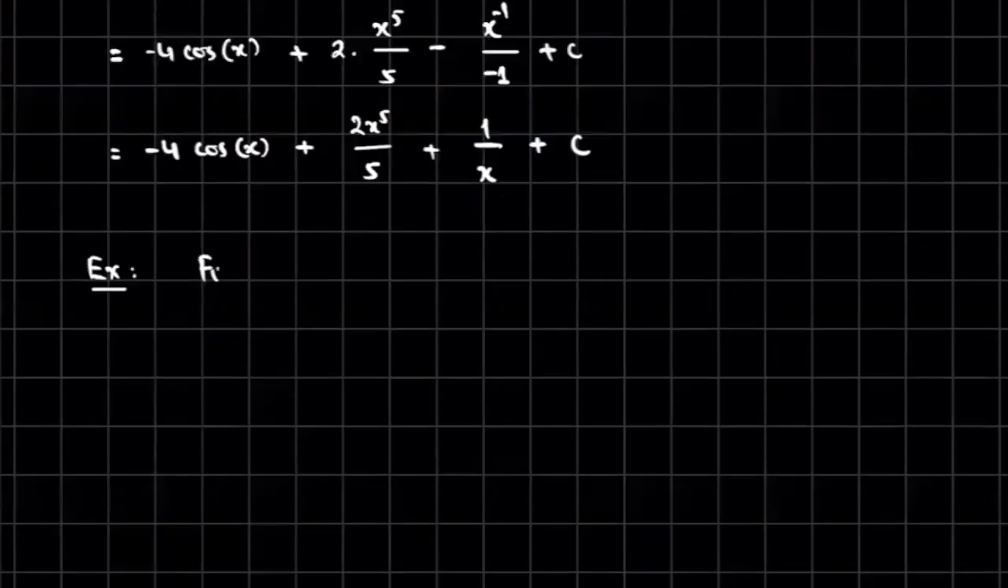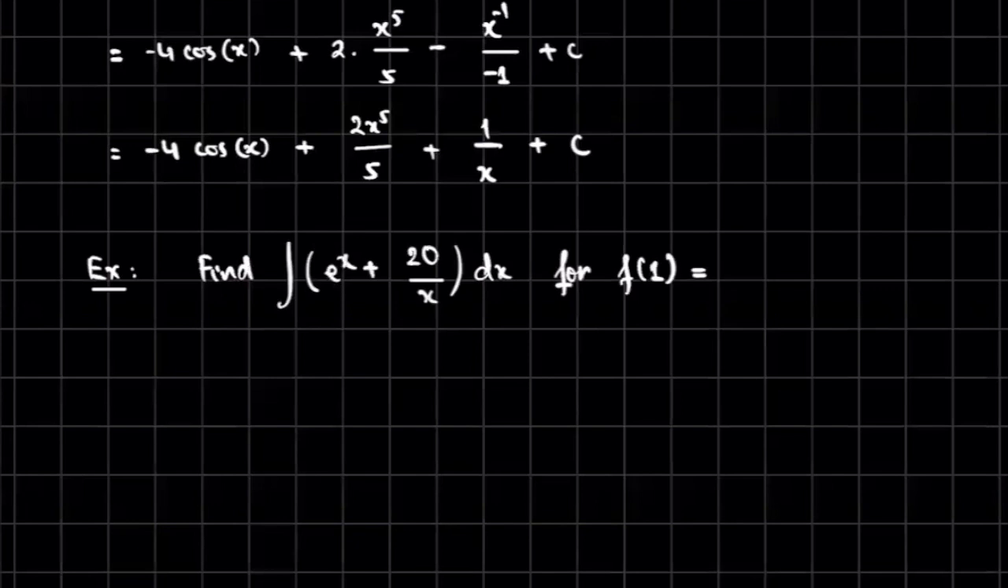I want to find the antiderivative, or the indefinite integral of e to the x plus 20 over x dx, where f of 1 is equal to negative 2.